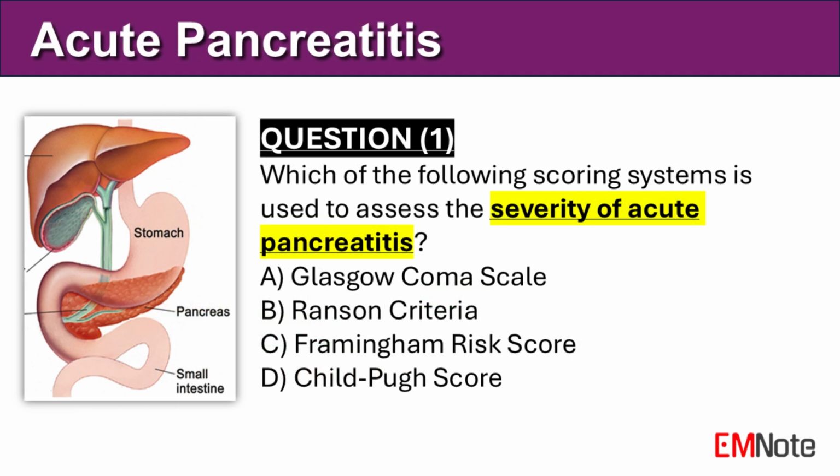Question number 1. Which of the following scoring systems is used to assess the severity of acute pancreatitis? The correct answer is B. The Ranson criteria are a clinical prediction rule used to assess the severity and mortality risk of acute pancreatitis, involving 11 prognostic signs evaluated at admission and within 48 hours. A score of 3 or more indicates severe acute pancreatitis, correlating with higher mortality rates and potential complications.